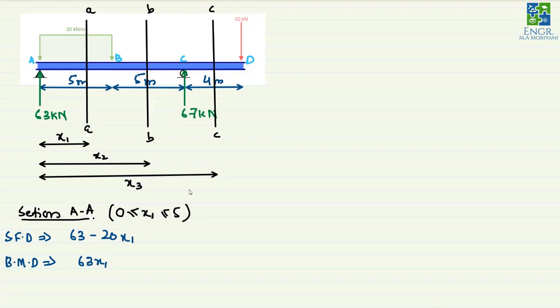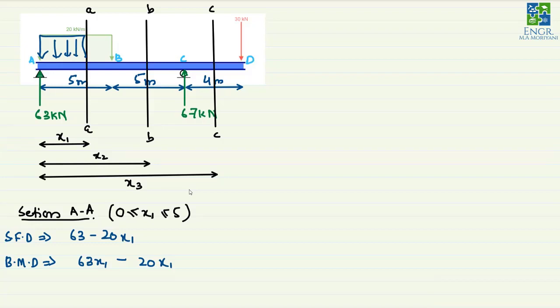This is the moment generated by the 63 force, and you can see this will be a clockwise moment, and from the sign convention we know that for the left of the section, clockwise moments are considered to generate positive bending moment. So this will be positive, and then we will have to calculate the moment generated by this uniformly distributed load. In order to calculate that, the total magnitude of the load to the left of this section will be 20 into x1. 20 into x1 is the total force to the left of this section. This is 20 multiplied by x1.